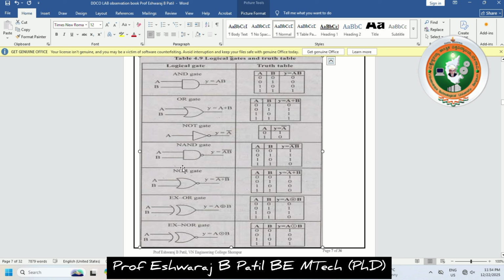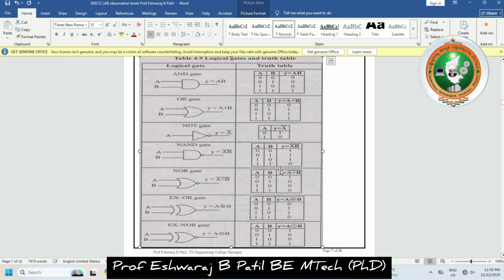Similarly, the NOT gate has only one input A, and y is the output. If the input is low, then the output is high. Then come to the NAND gate. The NAND gate has two inputs and the output is y. This is the complement of the AND gate. We can observe the bubble there.